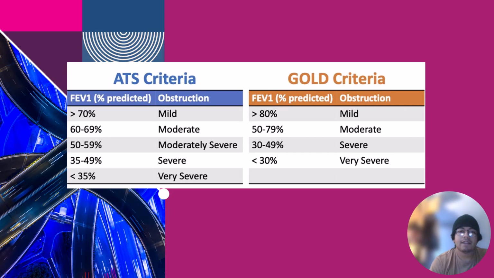You have the American Thoracic Society criteria here, and then you have the GOLD criteria, and that kind of just shows what they call mild, moderate, severe, very severe, and how the American Thoracic Society has more detailed levels of that obstruction. So you have mild, moderate, moderately severe, severe, very severe, while the GOLD criteria only has mild, moderate, severe, and then very severe. Usually those are best used for COPD patients as well.